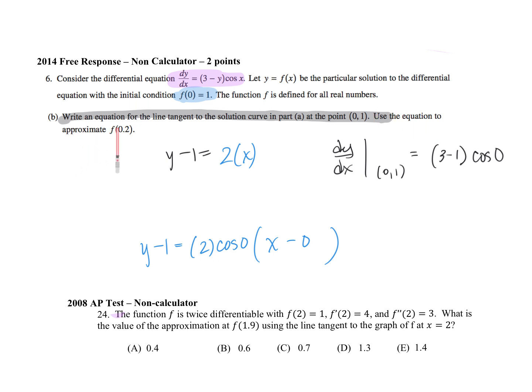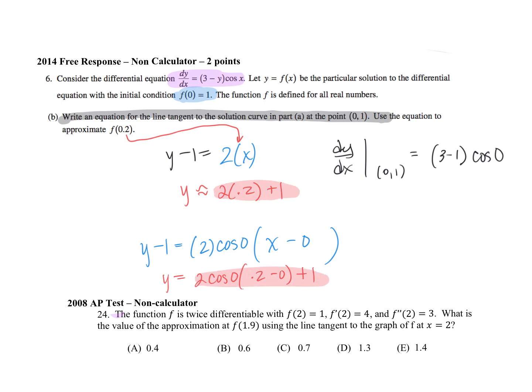Use that equation to approximate f of 0.2. You guys, we know f of, this is always the x value. So now all we've got to do is plug that 0.2 into our function and get your y by itself. My y is going to be about, because we're estimating, 2 times 0.2, and then I'm going to add that 1 over. So my y is going to be 2 times the cosine of 0 times 0.2 minus 0 plus 1. Either one of these is great. You could end there. Or you might say, I know 2 times 0.2 is 0.4, so 0.4 plus 1 is going to get me 1.4. Exactly. Any of these are great.